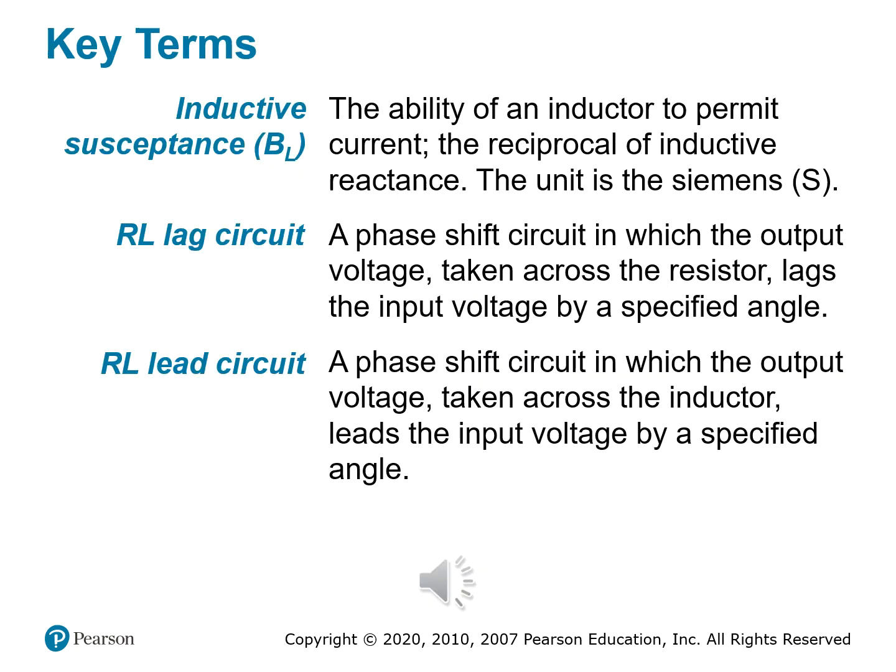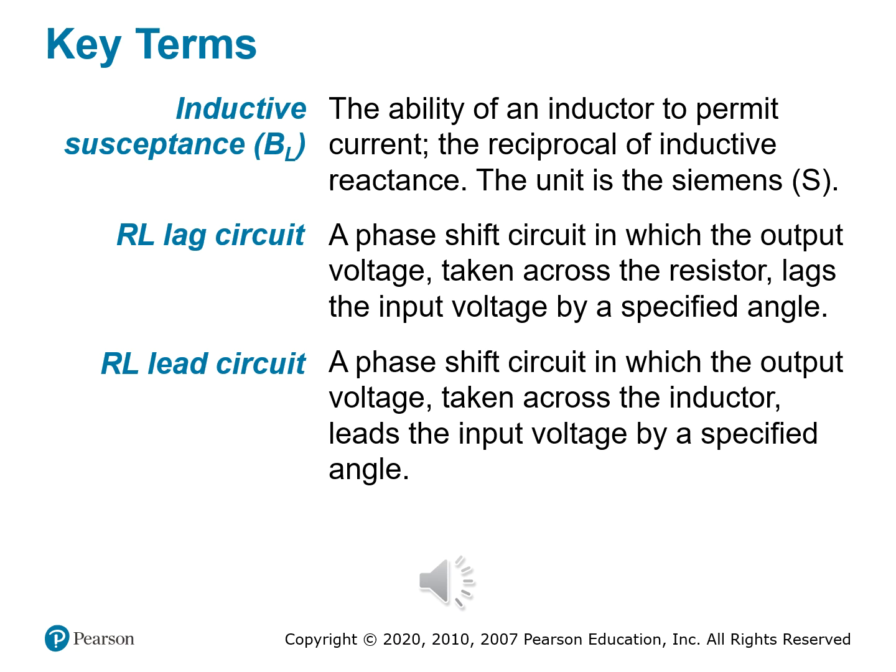Just want to review some key terms that we discussed in this podcast. The first one was inductive susceptance, B sub L, and this is the ability of an inductor to permit current. The reciprocal of inductive reactance. The unit is in Siemens, denoted by S.